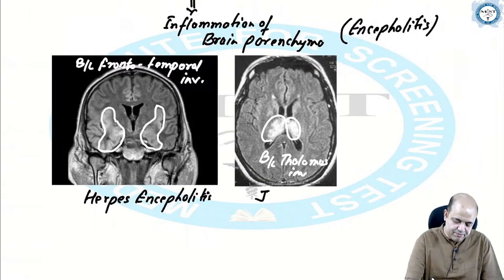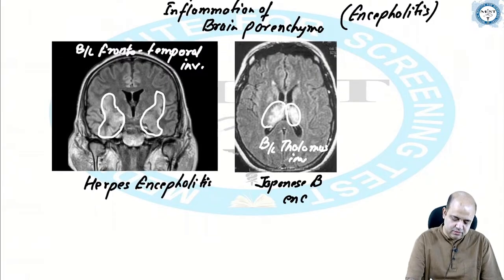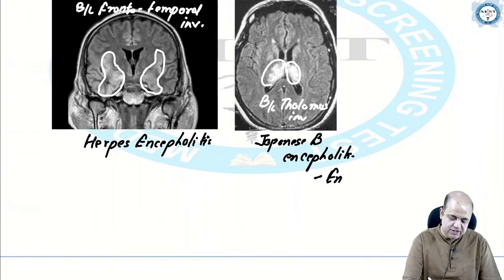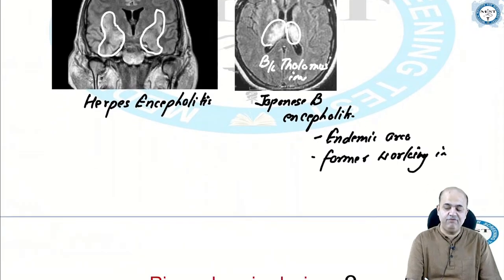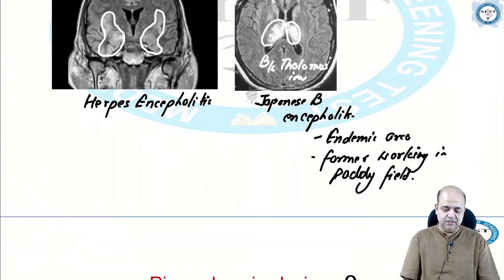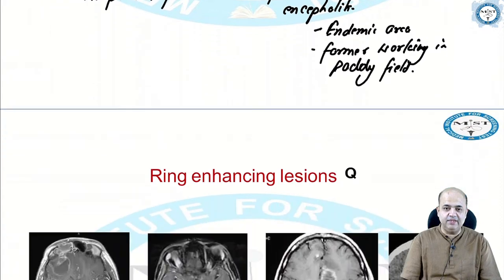This is Japanese B encephalitis. This happens in the endemic areas, eastern UP, Bihar. Farmer working in the paddy fields. Okay, and then there is involvement of the bilateral thalamus. This is Japanese B encephalitis.